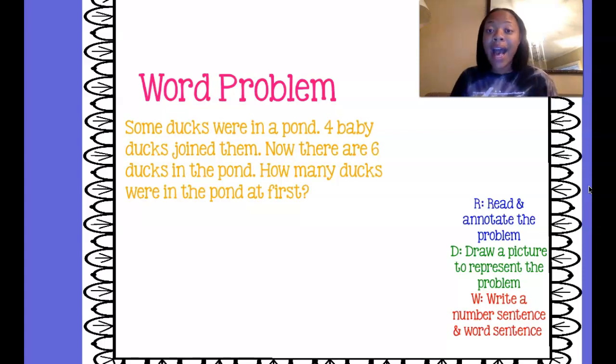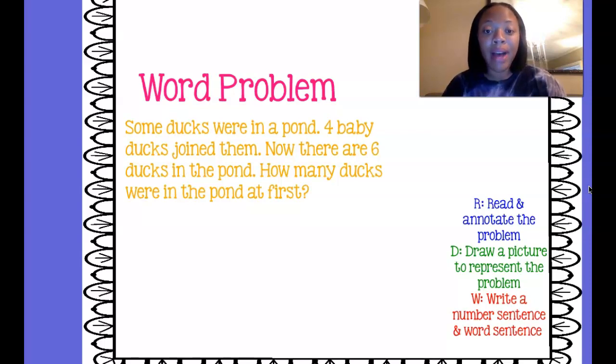So first, I am going to model how you should read and annotate a word problem. So here's the word problem on the screen. Remember, we always read the word problem at least 2 times, and we want to create a movie in our mind to help us remember what the word problem is all about. So listen closely as I read or read along with me.